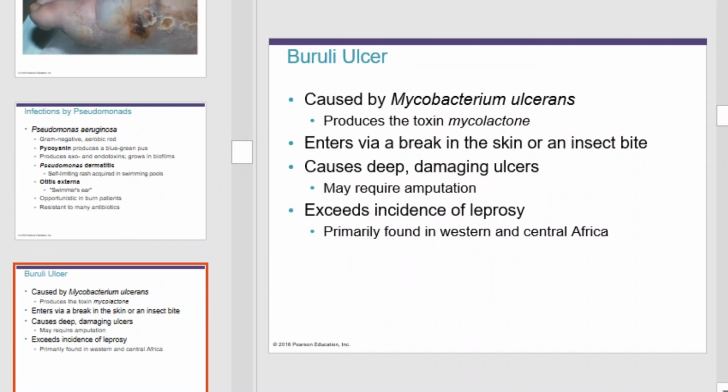Buruli ulcer is caused by Mycobacterium ulcerans. It produces the toxin mycolactone, and it enters via a break in the skin or an insect bite. It causes deep damaging ulcers which may require amputation. It exceeds the incidence of leprosy and is found primarily in Western and Central Africa.